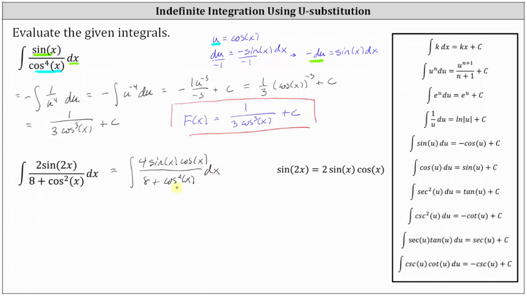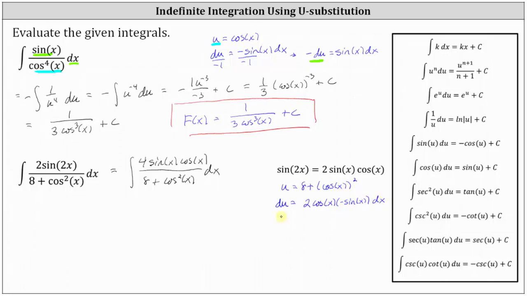Now this one's a little bit tricky. From here, we're going to let u equal the denominator of 8 plus cosine squared x, which I'm going to write as the square of cosine x. And now du is equal to the derivative of 8 plus the square of cosine x times dx, which is 0 plus 2 times cosine x to the first times the derivative of cosine x, which is negative sine x. Notice here I'm applying the chain rule and then times dx.